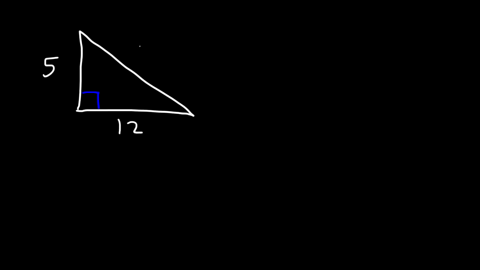So let's say we have a triangle that looks like this. And let's say this side is 5 and this is 12. Calculate the value of x. Now if you want to try it, feel free to pause the video. So let's use the formula C squared is equal to A squared plus B squared.